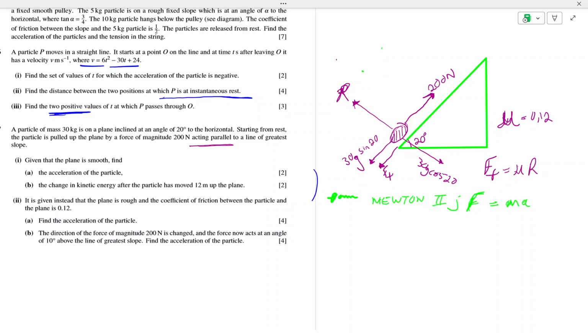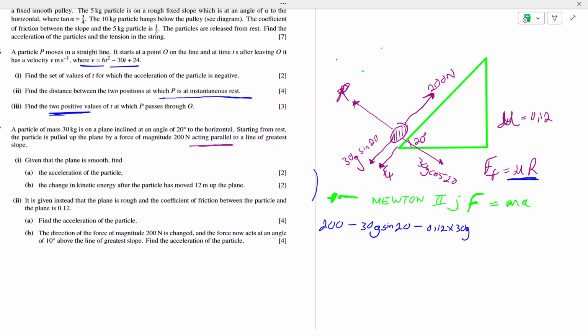So usually the resultant force is equal to ma, right? Okay. So again, I'm going to take the 200 positive and the opposing motions as negative. The first opposing motion is the component of weight acting down parallel to the plane, which is 30g sin 20. And then minus the friction, that is now opposing motion, friction force, which is μR, remember. The μ is 0.12. Multiply that by the 30g.